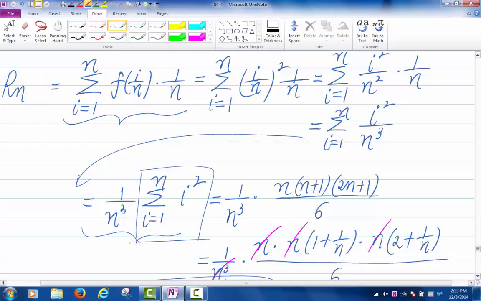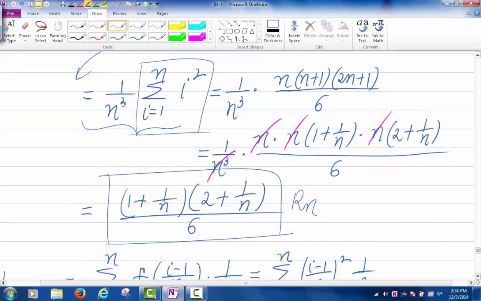Okay, once I have that, it's just some algebra. What I'm going to do is get rid of this n cubed here. How am I going to get rid of that n cubed? From n plus 1, I am going to factor out n. From 2n plus 1, I am also going to factor out n. Is that okay? So if I factor out n, what am I getting?